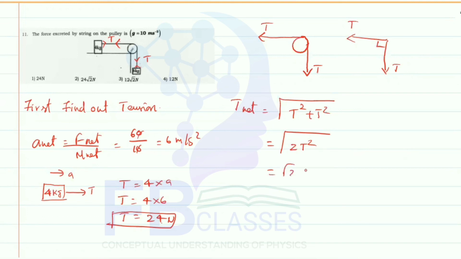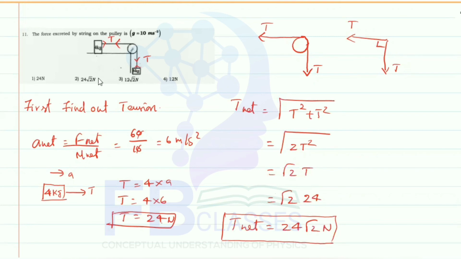Now if we take T square common, it becomes root 2 T. So that is root 2, and the T value we already found out, that is 24 Newton. So my dears, T net becomes 24 root 2 Newton. So this is our answer. In the options, see here, the second option is the correct answer. Okay, hope you understand, students.